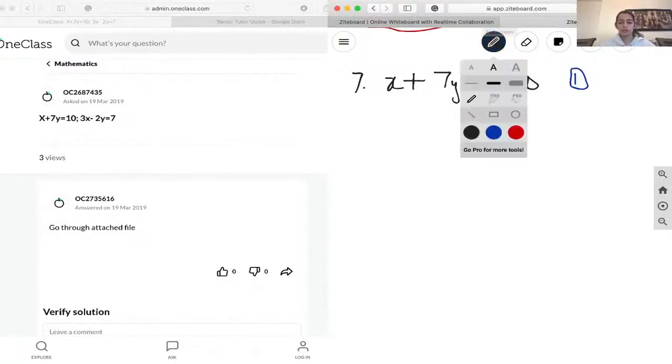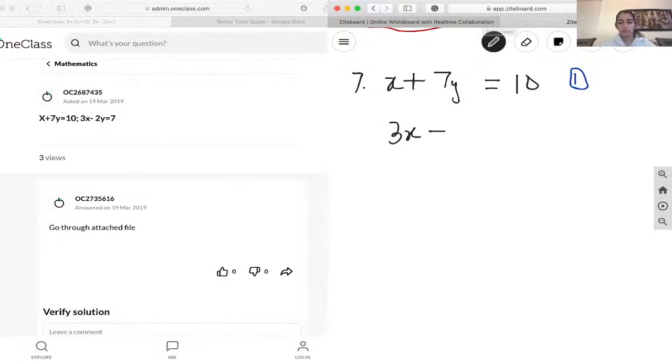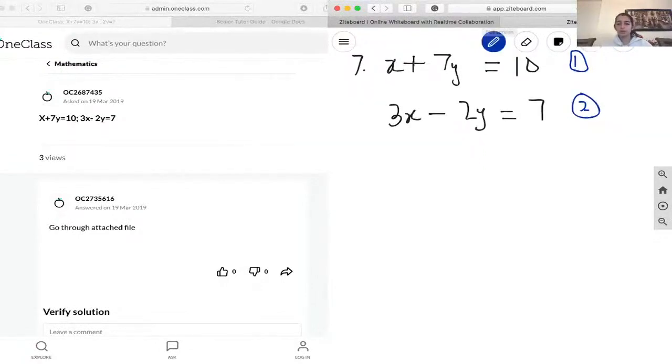And our second one is 3x minus 2y is equal to 7. And this is going to be our second equation. I'll highlight that. And we can continue on from there.